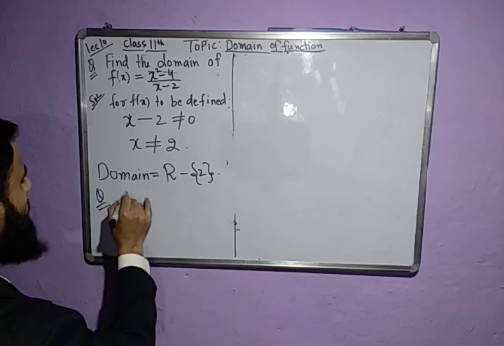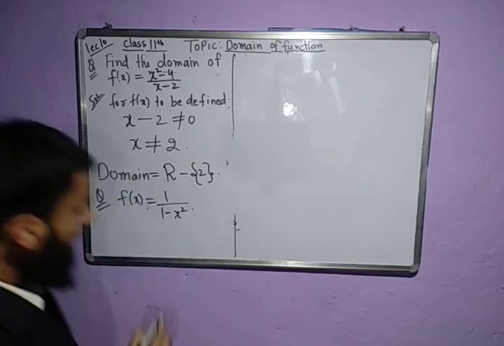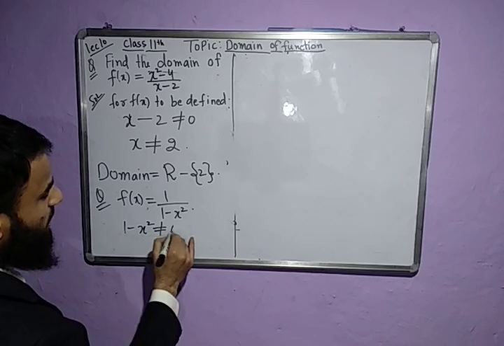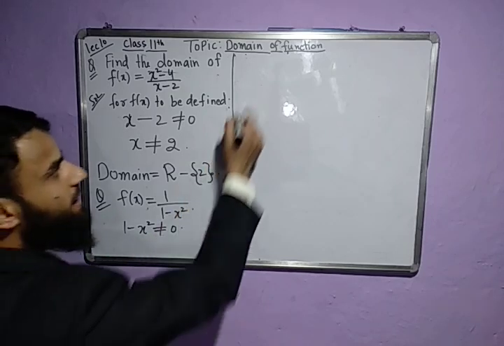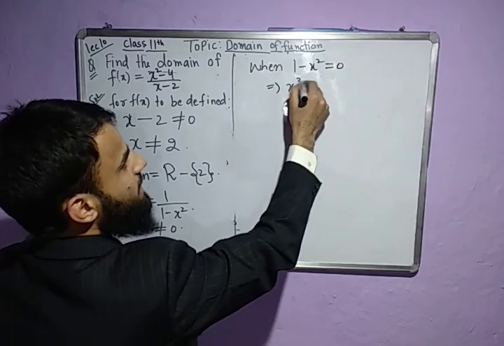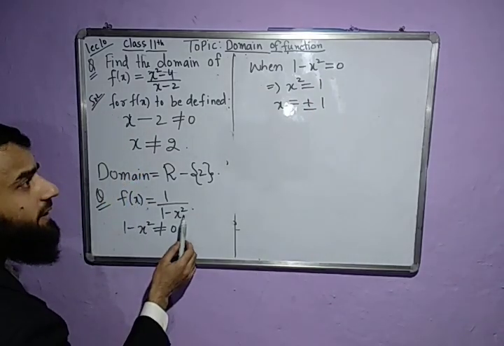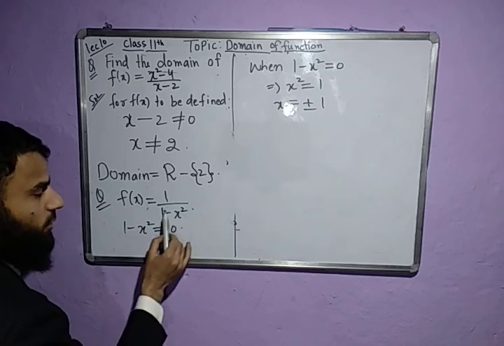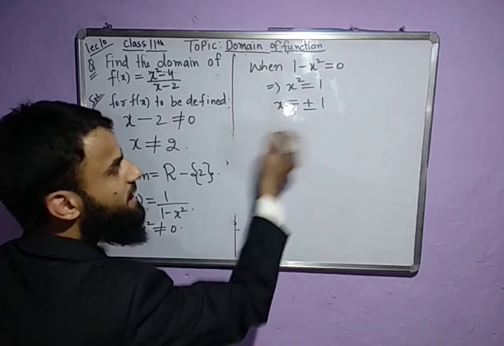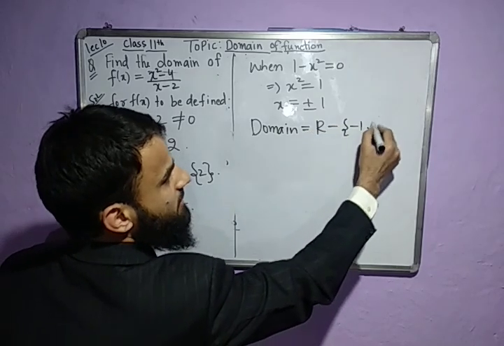You have a function f of x is equal to 1 by 1 minus x square, and you have to find the domain. For f of x to be defined, 1 minus x square should not be equal to 0. Let us see when it is equal to 0. When 1 minus x square is equal to 0, then x square is equal to 1, so x is equal to plus minus 1. Whenever you put x is equal to 1 or minus 1, it will become 0. Therefore x has any value but without these two. Therefore domain is R minus {-1, 1}.